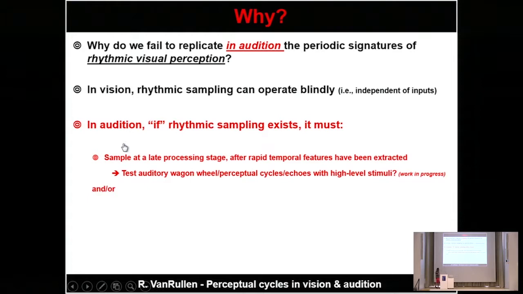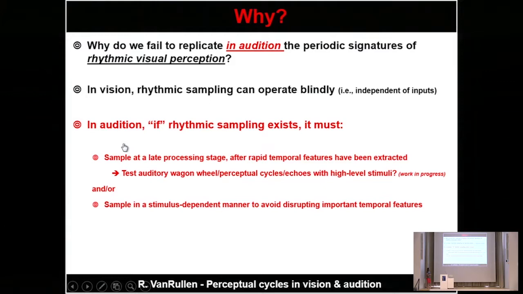Now, I want to point out that there is another possibility here, not necessarily exclusive, but we realize that what might also happen in audition is that you might not do this blind sampling like we're doing in vision, because that would totally destroy the important temporal information, as I explained, but maybe you're doing your sampling in a more intelligent way, in a stimulus-dependent manner, taking into account the temporal structure of the sensory inputs in order to avoid disrupting these important temporal features, right?